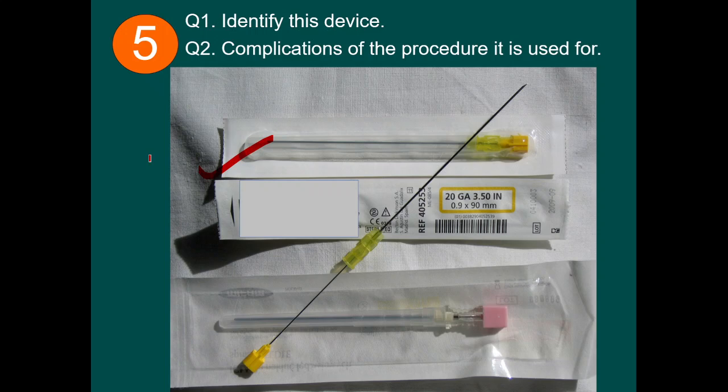CSF normal values, values in bacterial meningitis, values in TB meningitis. What is the normal intracranial pressure? So what will you do if there is an abscess or some infection at the particular LP site? This might be some common question related to that. Apart from this, complications you should know.